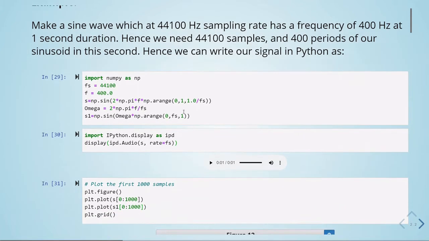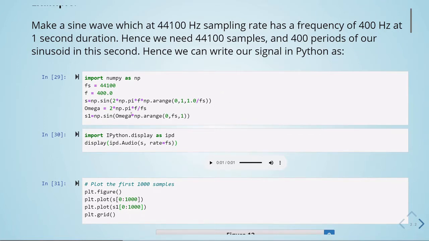Here we are using Python. I'm importing NumPy. Here I'm defining the sampling rate. Here is the frequency of 400 hertz, and there are two ways we can build the signal. What I'm doing first is called S, the sine. Here's 2 pi f, so this is omega, the angular frequency. This is our time, so it goes from 0 to 1 second in intervals of 1 divided by the sampling frequency. So this is our period, 1 divided by the sampling frequency, and we have this sine wave.